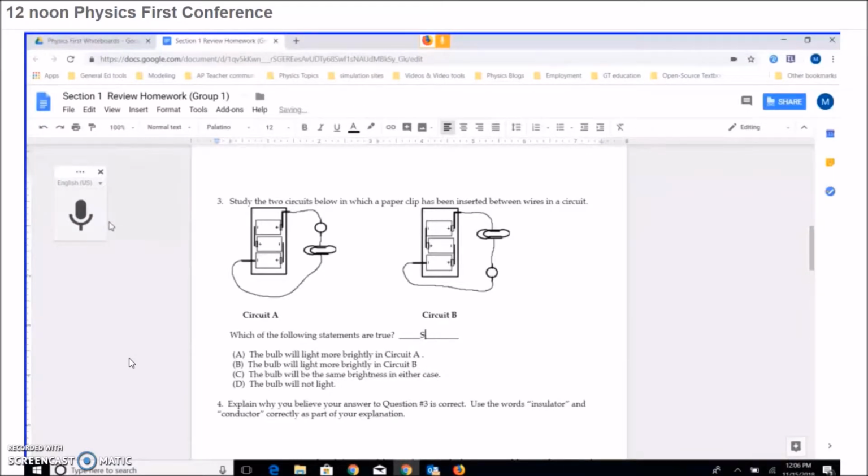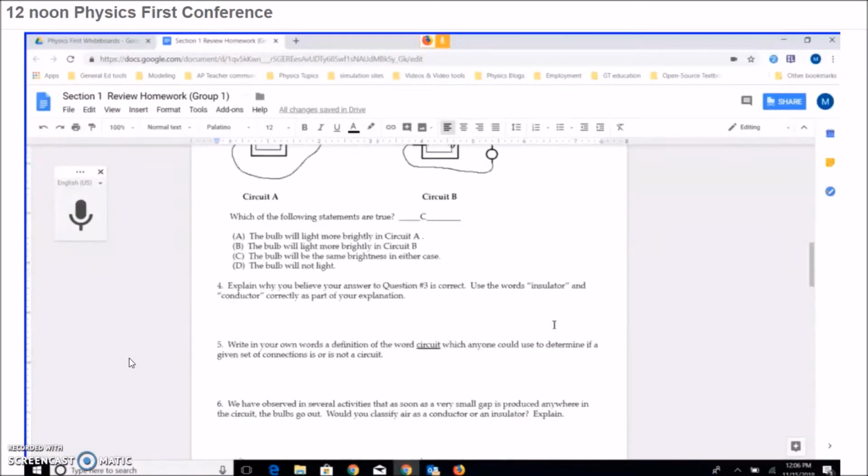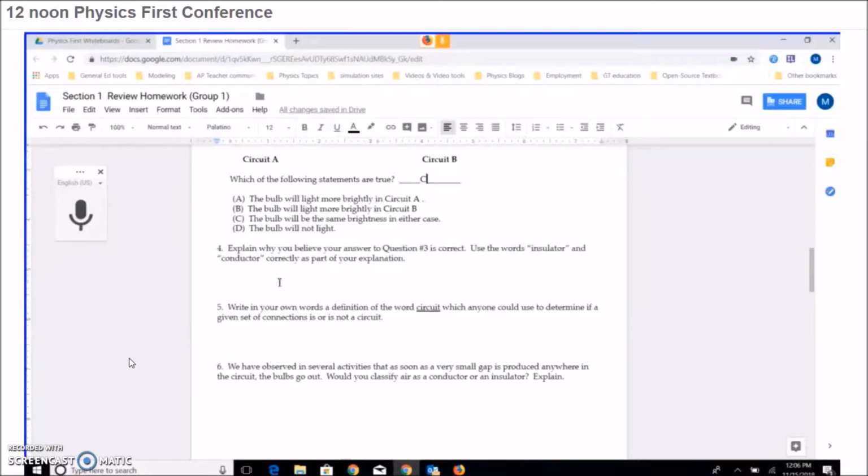The reason why it's not B is that the paperclip is a conductor, and it doesn't matter where you put it in the circuit, you're going to have the light bulb go on, and it's going to be the same brightness. Okay, number 4.